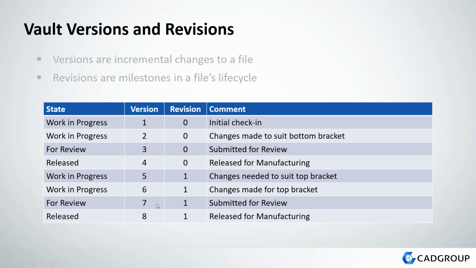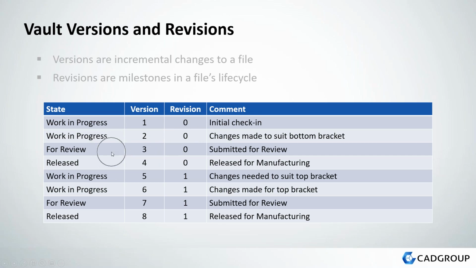Out of those 8 versions, they are covered over 2 revisions, Rev 0 and Rev 1. So, for example, the file was first created at version 1, at revision 0, at an initial check-in. Then, after checking it in initially, you needed to make some changes. So that's made a new version. You checked out the file, you checked it back in. Now that's version 2, still at the same revision.